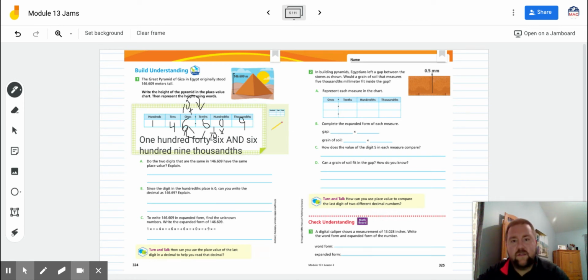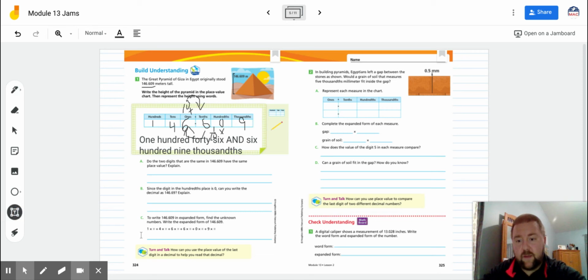Okay. So the last question says, to write 146 and 609 thousandths in expanded form, find the unknown numbers, write the expanded form for 146 and 609 thousandths. So in this example, the problem tells you the standard form. Then we typed it into word form. Now, if we talk about expanded form, remember, when we talked about expanded form before, we always did digit times place, digit times place. So you're going to tell me the digit, and you're going to multiply it by the place.